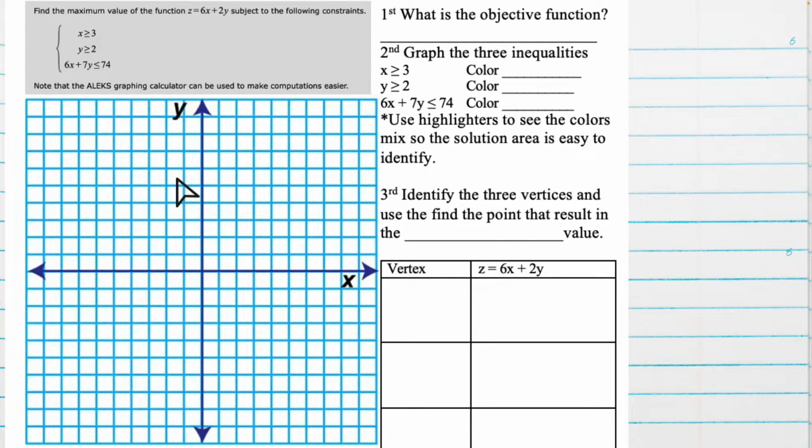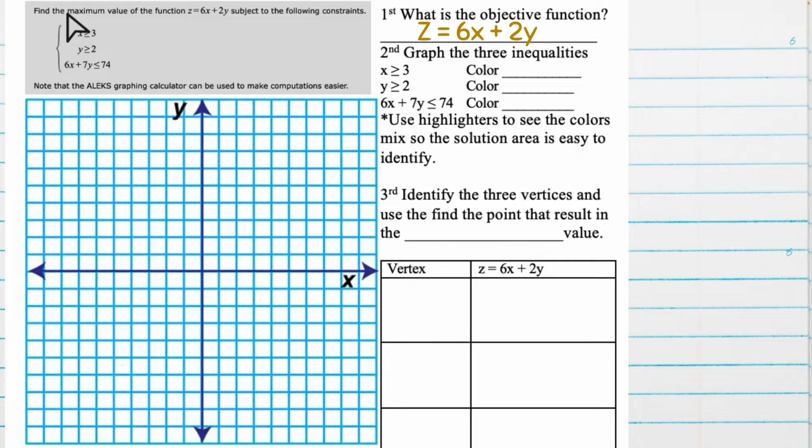All right, so the first thing we're going to do, since the constraints are already identified for us, is what is our objective function? So we're just going to identify that equation they just gave us, z equals 6x plus 2y. So this is what we're going to use down here in the table once we know what our vertices are to find our maximum value, because that's what we're aiming for there.